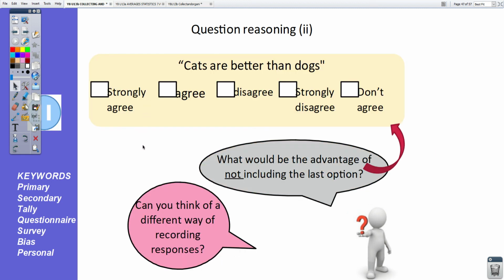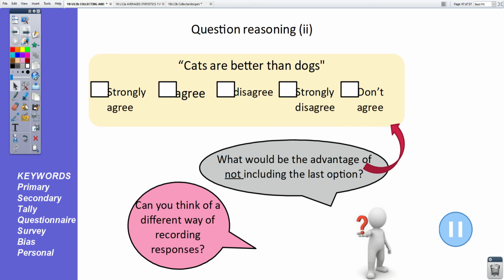And next one. Cats are better than dogs. Strongly agree, agree, disagree, strongly disagree, don't agree. So what would be the advantage of not including the last option, and can you think of a different way of recording responses? Pause the video, please, unpause it when you're ready to continue.